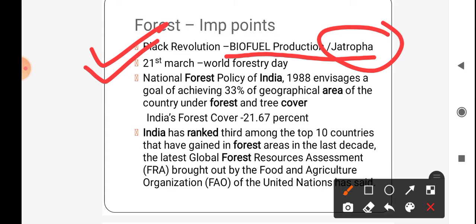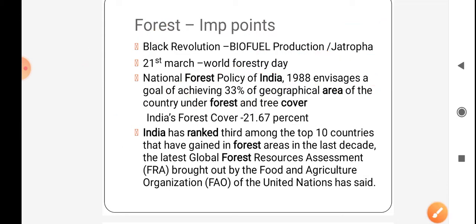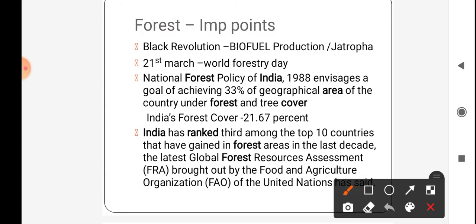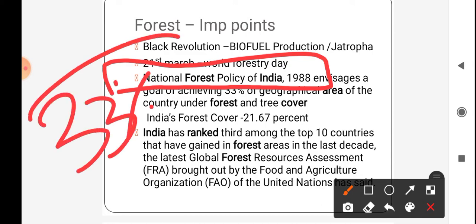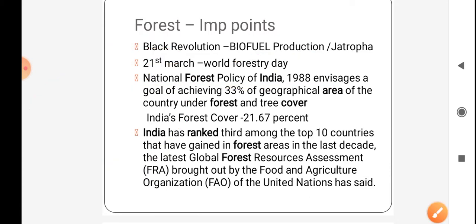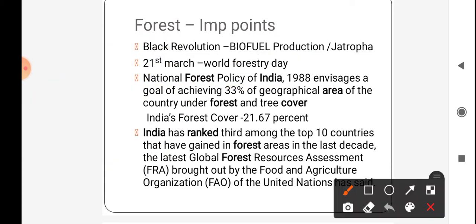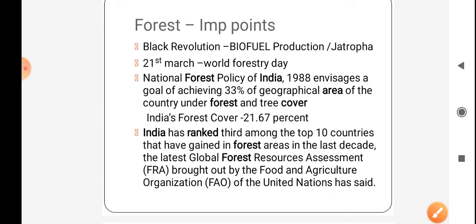National Forest Policy India 1988 envisages a goal of achieving 33% of geographical area of the country under forest and tree cover. So as per this National Forest Policy of India 1988, 33% of our country must be under forest cover. So how much it is now? If we consider here, 21.67% of our geographical area is under forest cover. So we are somewhat short by 12%.